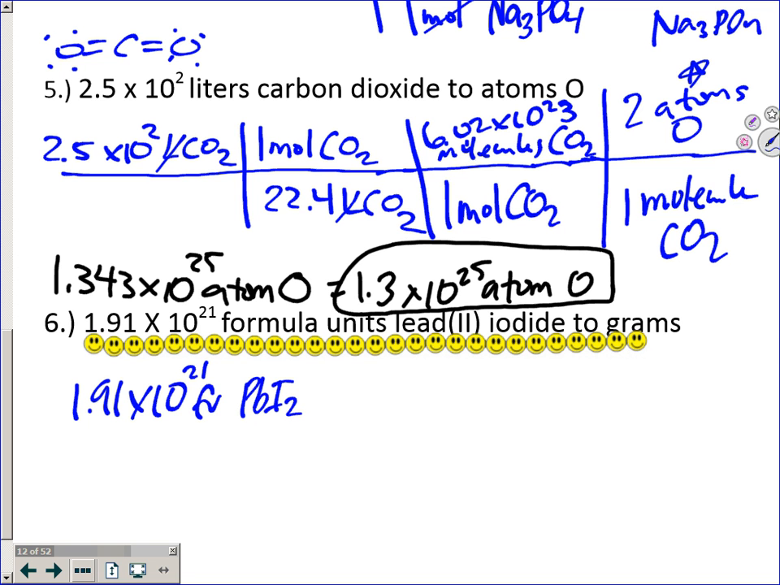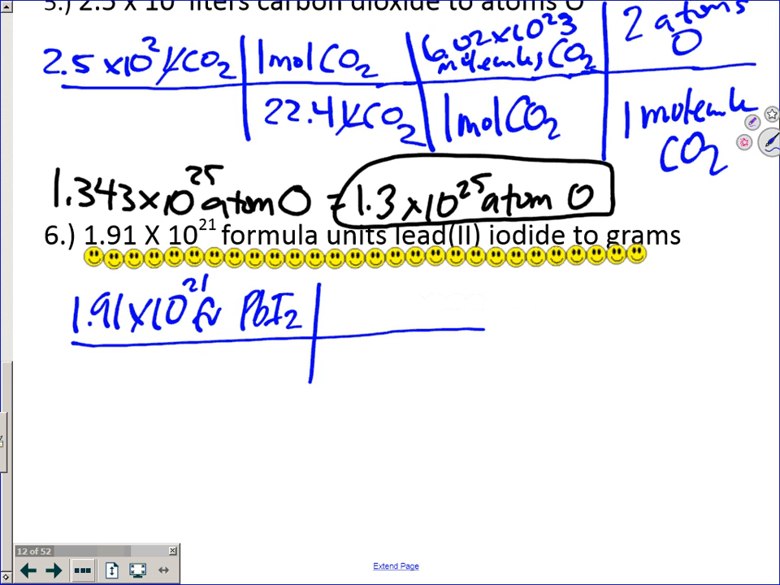PbI2. We need the formula because eventually we're getting a mass, and if our formula's not right, we might as well just flip the table because we're done, right? So, you have lead iodide. You've got formula units. I was just showing someone else this. This is a road. Your finger cannot be picked up. You are a car. Touch particles.